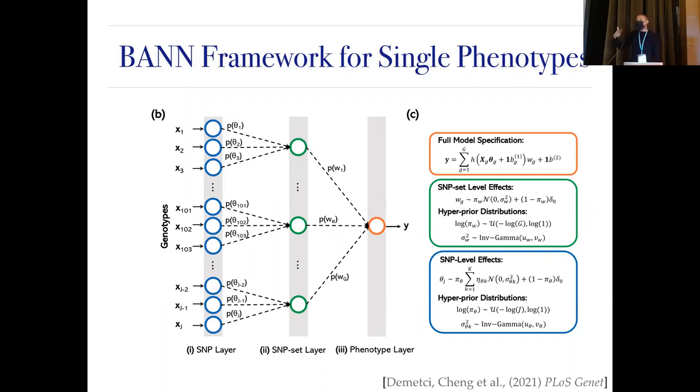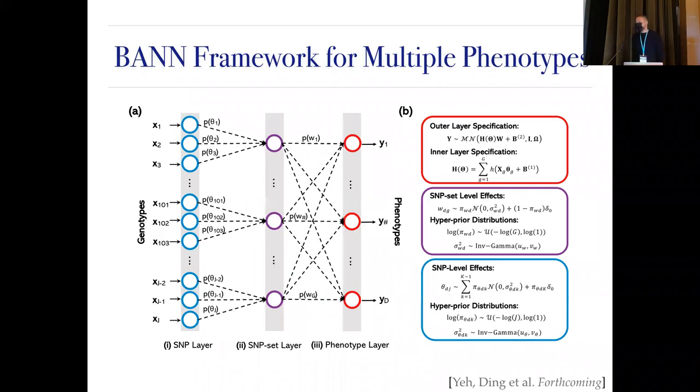What's nice about this is it's an integrative approach, right? In my training of this model, as I learn which SNPs are important, that also informs what genes are important and vice versa, right? So you allow the layers and the scales to learn from each other. We've been working on BANNs for quite a while. BANNs is now pretty flexible. It works also with summary statistics, and you can also model it now using multiple phenotypes. So if you want to learn across different traits, you can also do that in BANNs.